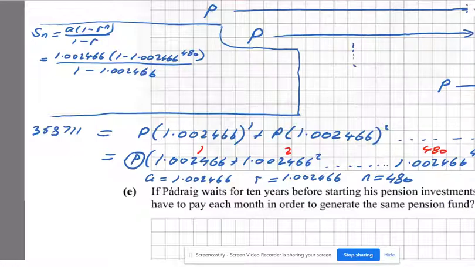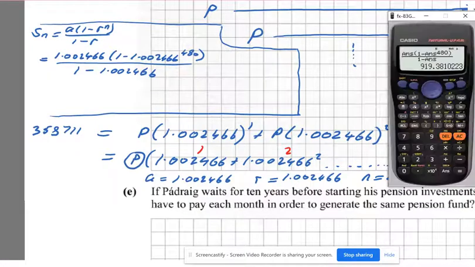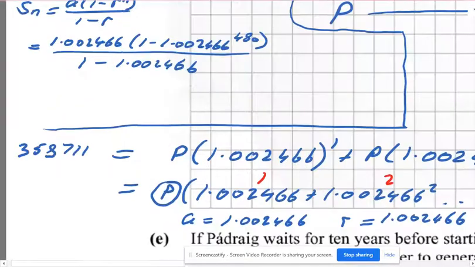So what you have to do is take 358,711 and divide it by that number. So if we get the calculator back out, 358,711 divided by 919.38, and we get 390.17 rounded off. So it's 390.17 rounded off.